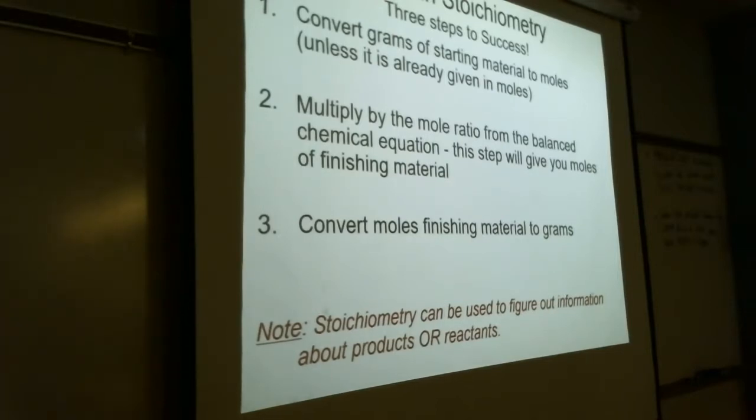Now we're going to multiply by the mole ratio from the balanced equation. That'll convert us from moles of our starting material to moles of our finishing material, and then we'll convert moles of finishing material back to grams. This is what I say on the handout here as well. You can use this to find out information about products or reactants. So you can use stoichiometry to find out information about reactants or information about products.